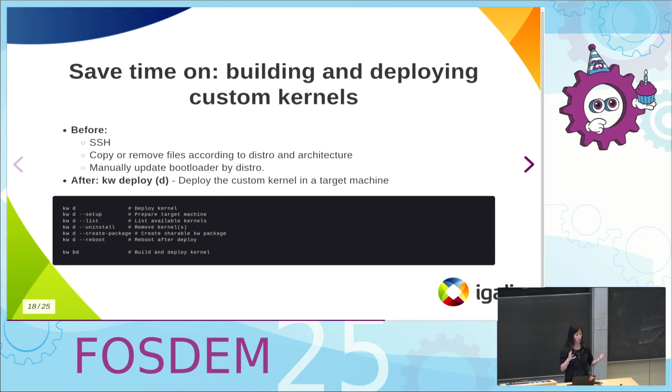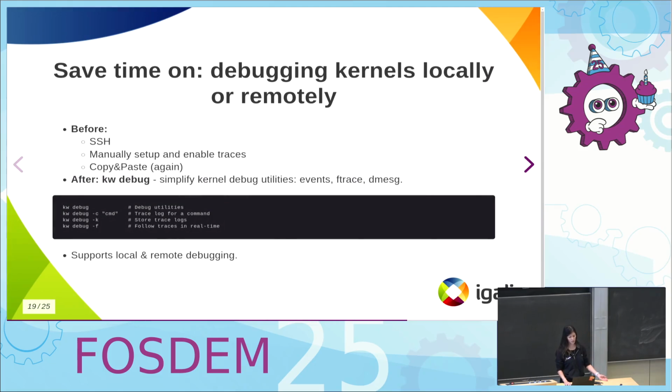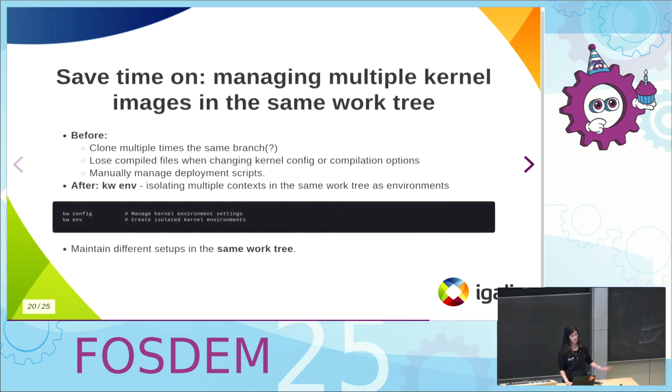And we have the abbreviation, the combination of the build and deploy in one command. You can also save time debugging kernels locally or remotely. Previously it was SSH, manual setup, enabling trace, and now you have kw debug that you can use. You can use many debugging tools that we have in the kernel, like events, ftrace, and also dmesg, and you can handle this from your local machine to a remote target or even your own.